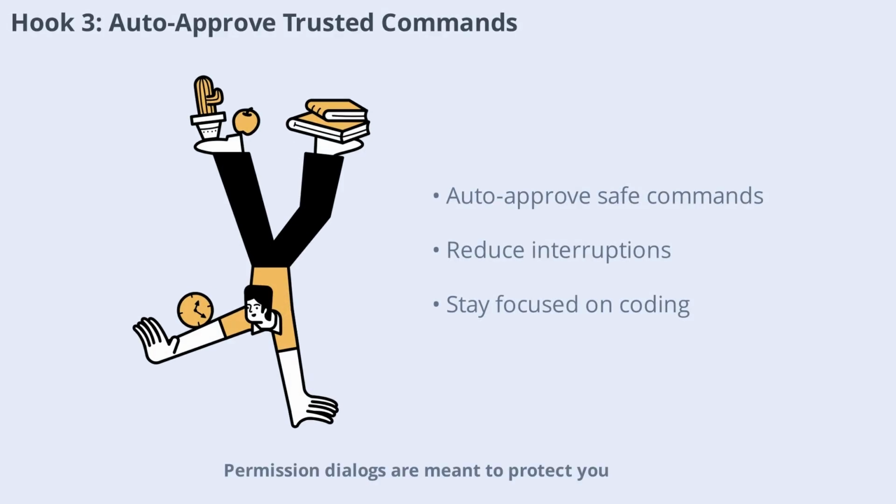Permission dialogs are meant to protect you, but approving the same safe command hundreds of times is just noise. With the permission request hook, you can auto-approve commands you trust, like running tests or linting, so you're never interrupted by unnecessary dialogues. This keeps your attention where it belongs, on building, not on clicking through repetitive confirmations. Just be sure to only auto-approve commands you genuinely trust.